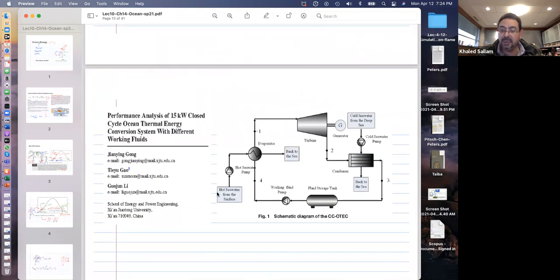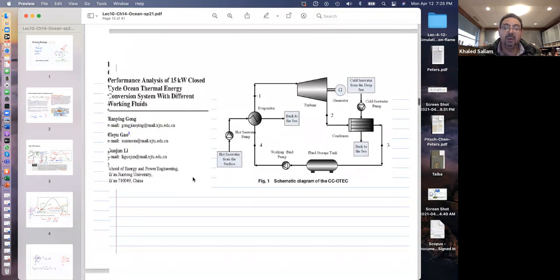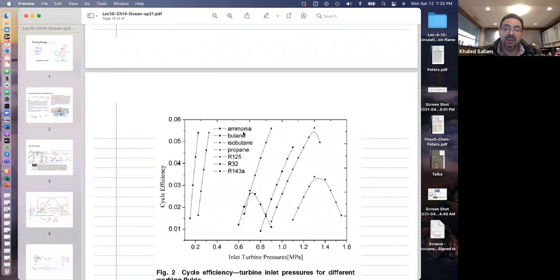So here is a research paper from a group in China. They were saying, well, let's make a small ocean thermal energy conversion plant where it's a closed loop. And now since it's a closed loop, in our condenser and in our boiler, that cycle here, we can try anything we want. And they tried a lot of working fluids. You can see all the refrigerants, fuels, ammonia.